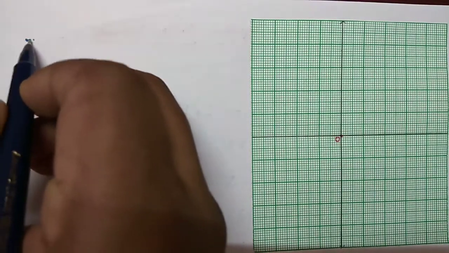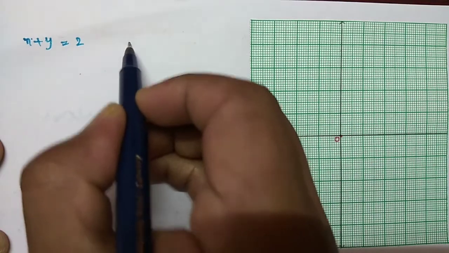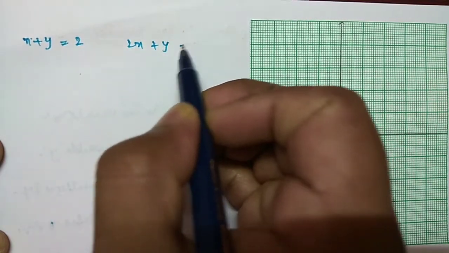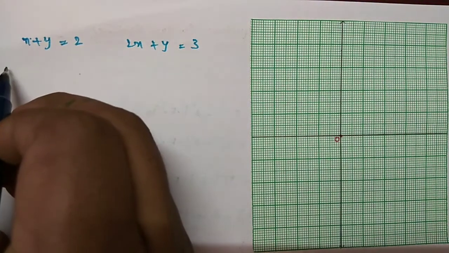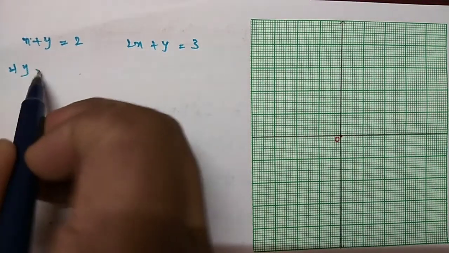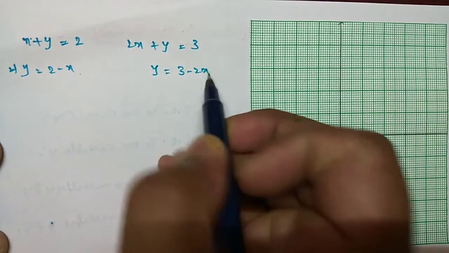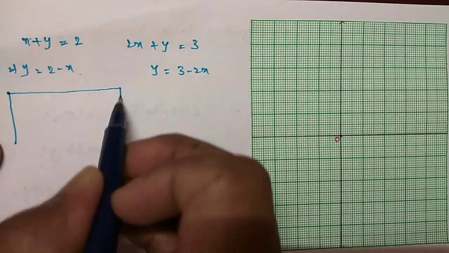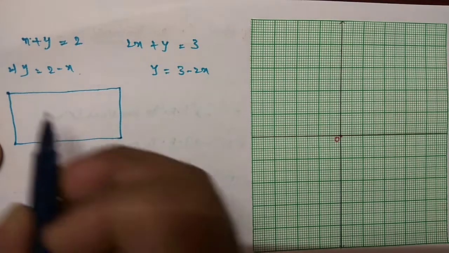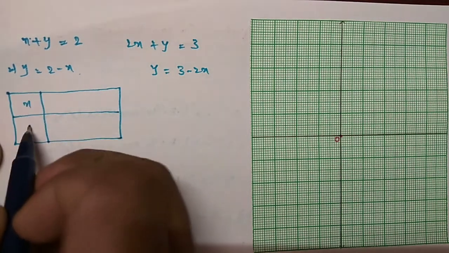Let us take a pair of linear equations: x plus y equal to 2 and 2x plus y equal to 3. This can be written as y equal to 2 minus x. Similarly, y equal to 3 minus 2x. And find the ordered pairs of this equation. Let us take x and y.